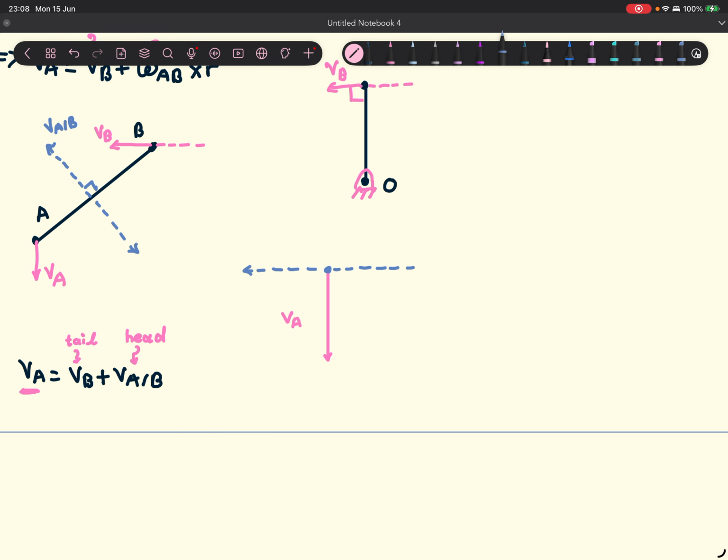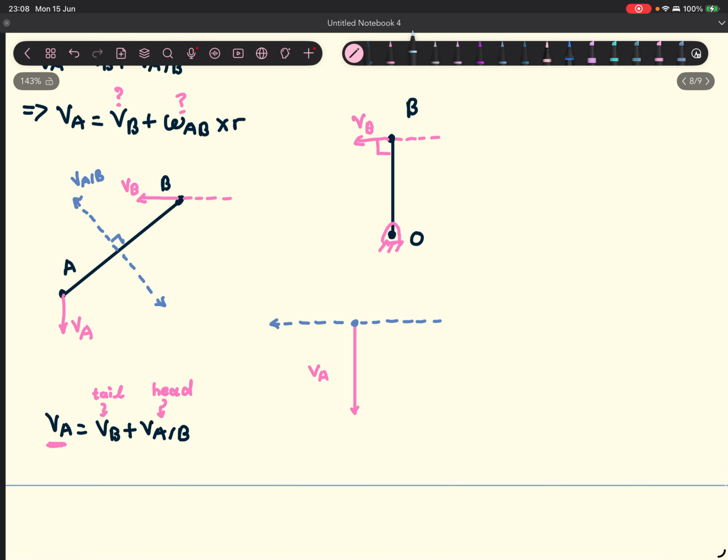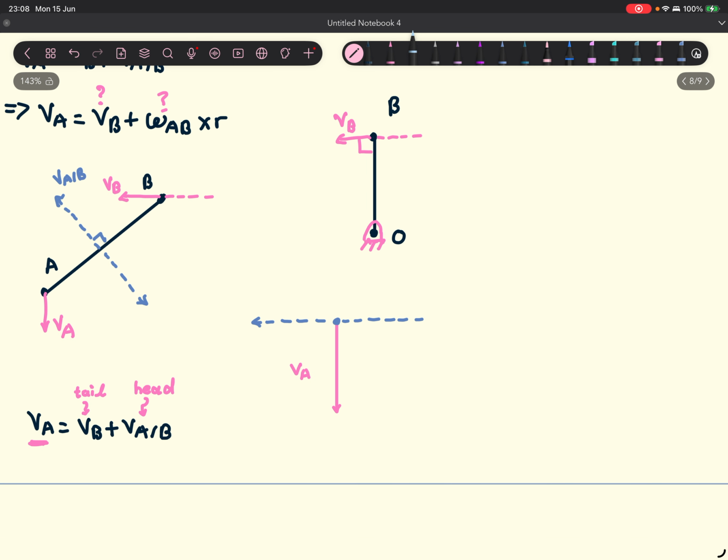And our rule is that VA ends at the head of VA relative to B. So we're going to draw the head of VA relative to B pointing this way. Okay, I hope that makes sense. And then I'm just going to clean up the triangle and label everything. So this is going to be VA relative to B, and then this is going to be VB.